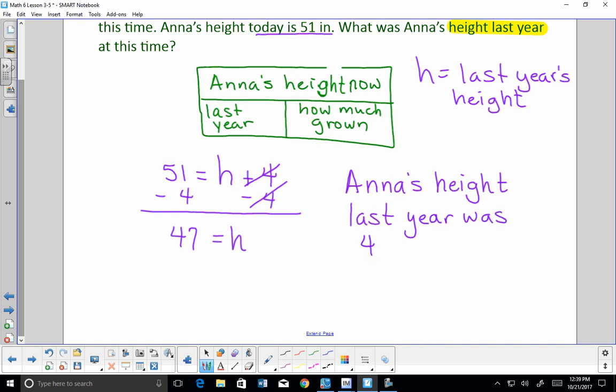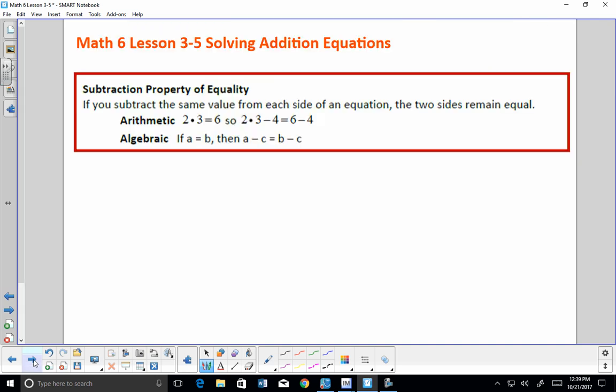Solving word problems is all based upon understanding how to get your variable all by itself. Okay? And basically, what we just did is what's called the subtraction property of equality, which means if you subtract the same value from each side of an equation, the two sides remain equal. For example, if I have 2 times 3 equals 6, 2 times 3 minus 4 is the same as saying 6 minus 4. Or if A equals B, then A minus C equals B minus C. As long as you subtract the same thing from both sides of your equation, it keeps your equation balanced.